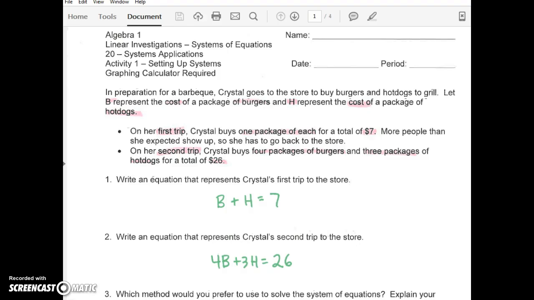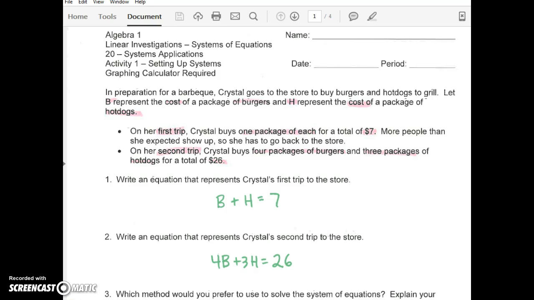In section 20, we're looking at applications of systems of equations. So again, we're still going to use our same methods of elimination or substitution, or if necessary, we can graph to solve these. But now we're trying to pick out the system of equations from the context of the problem.